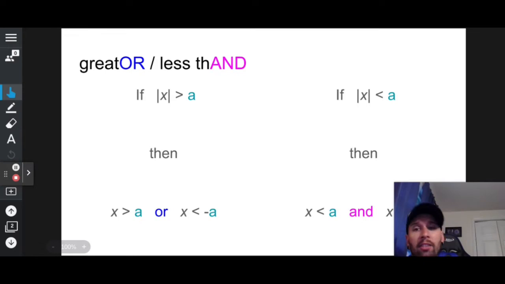Greater less than says this. If I have the absolute value of blah, blah, blah greater than a number, then what I'm going to do is I'm going to split it up into two parts where I keep the entire equation exactly as is, or I flip everything less than the negative version.